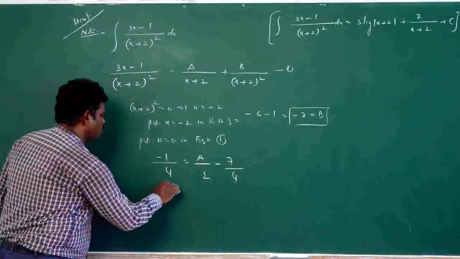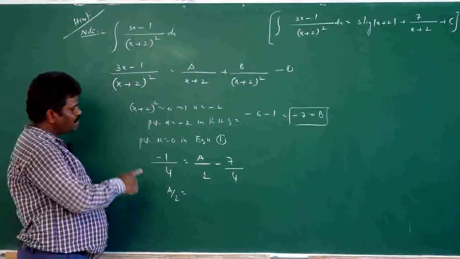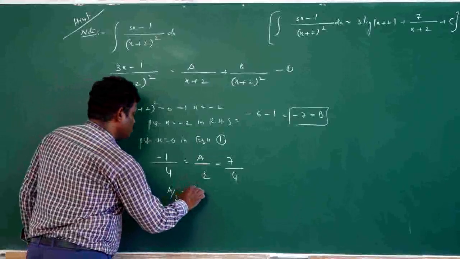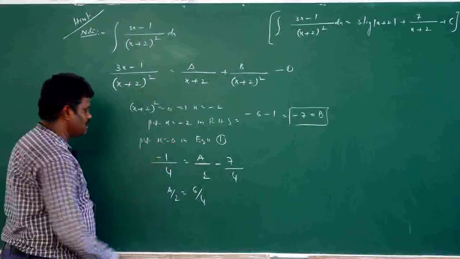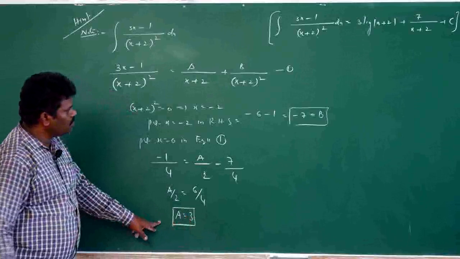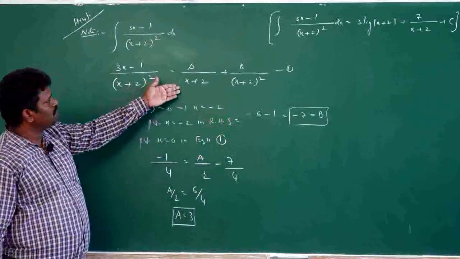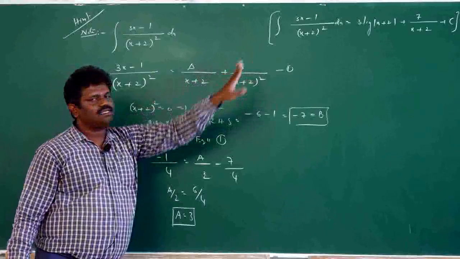Now to find a/2 = 7/4 - 1/4, that is 6/4. So 6/4 means 2 ones are 2, 2 twos are 4, 2 threes are 6. Then a is equal to 3. So a = 3 and b = -7. Substituting these values in the above equation, we get the same answer.